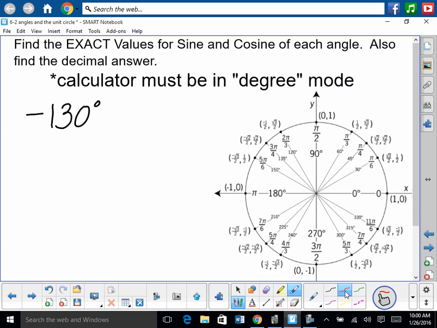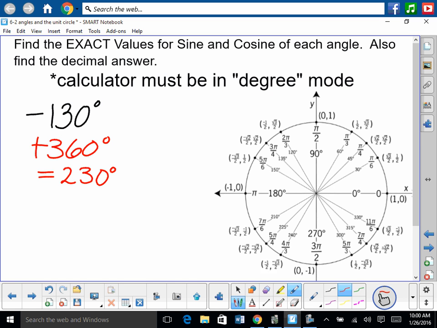Okay, so to figure out where I'm going, let's think about it. Couldn't we find the coterminal angle? Because doesn't it land on the same line? So I'm going to add 360, so I know exactly where I'm landing on my unit circle. So negative 130 plus 360, that's the same thing as 230 degrees. Now it's easy to know exactly where I need to go on my unit circle. Do you see why I'm using the positive? Because it's a lot easier than trying to figure out the negative direction of that.